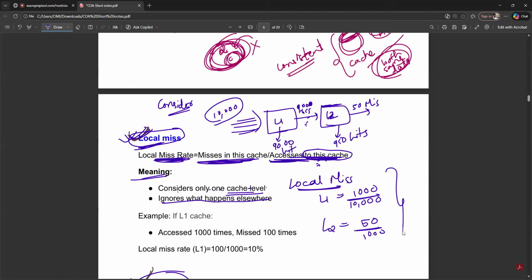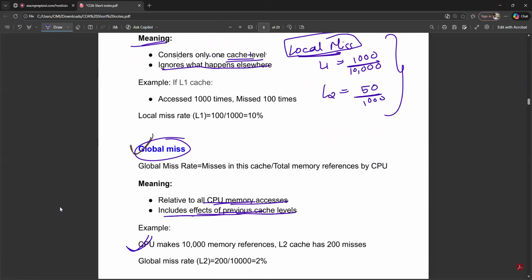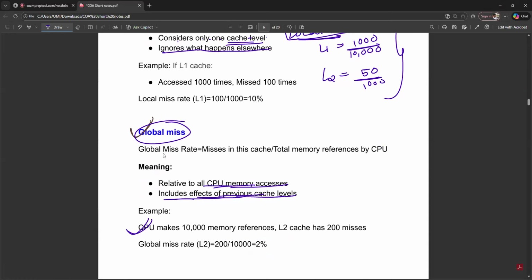So this is one concept. It is called local miss. Now, what is the global miss? Global miss rate is equal to the misses in this case divided by the total memory references by the CPU. See, total memory references by the CPU.